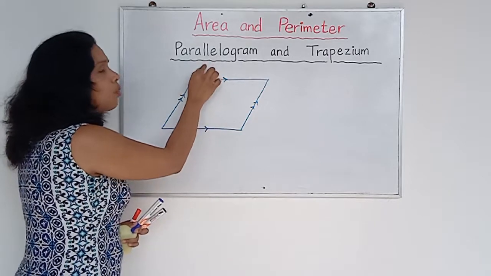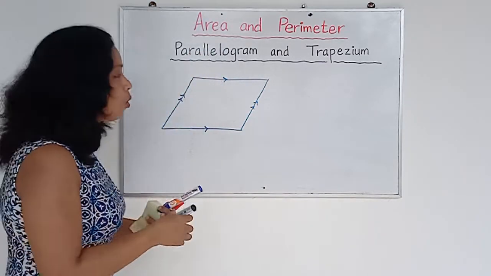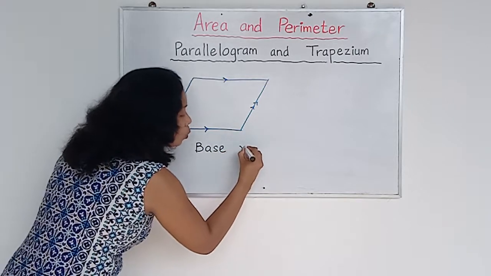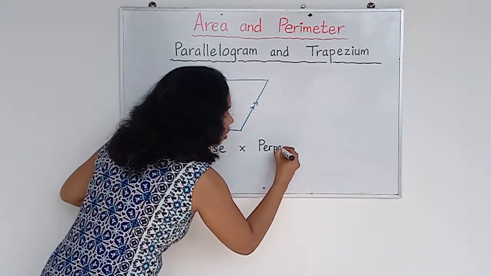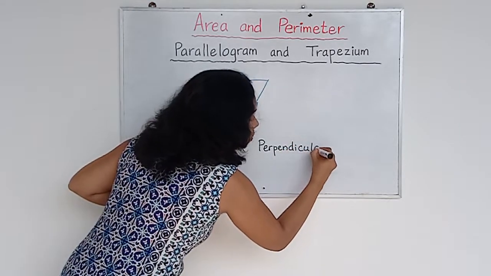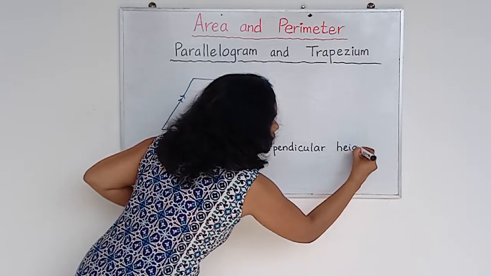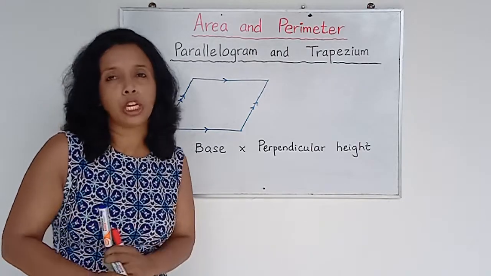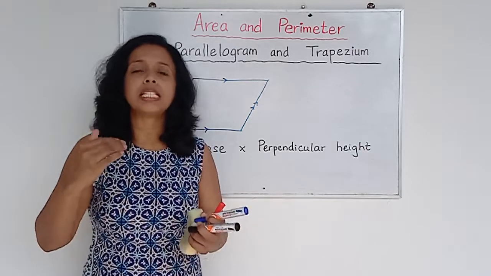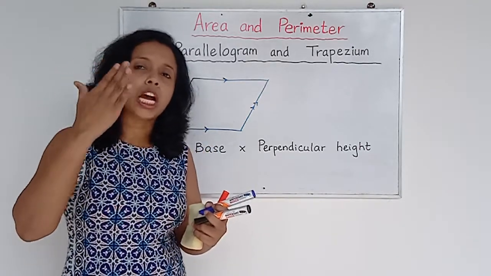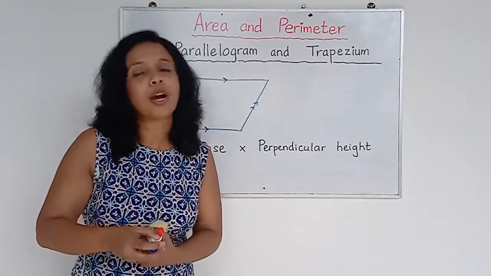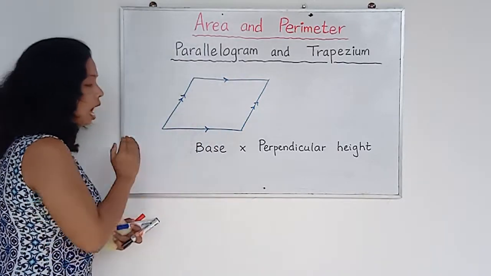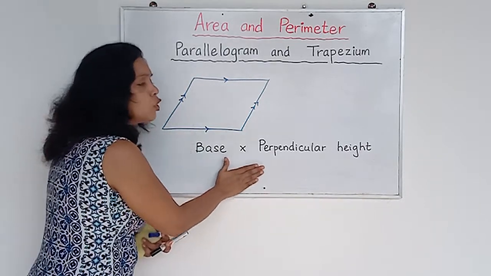Now let's learn how to find the area of a parallelogram. The formula for that is base times, or base into, perpendicular height, right? Now in video number 2, I talked about base and perpendicular height in a triangle. How to find the base and perpendicular height, and that perpendicular height should be drawn against the particular base. So we talked about how to find them. So here in parallelograms also, what is the formula? Area equals base into perpendicular height.